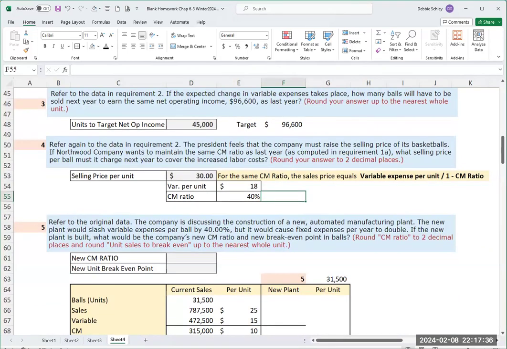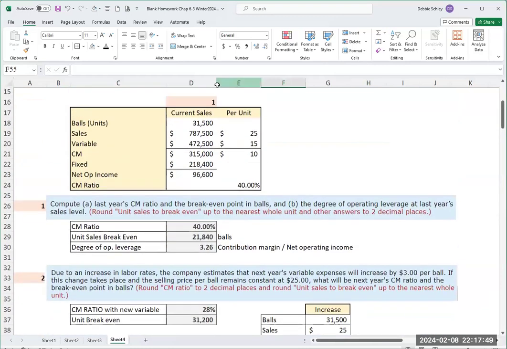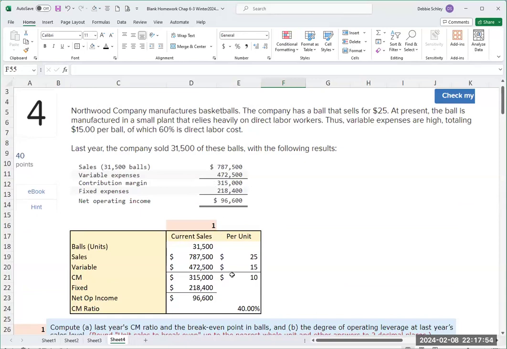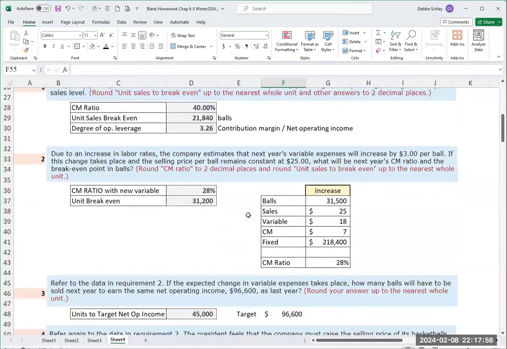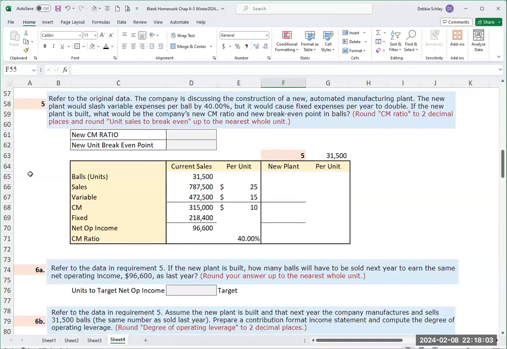Now, required 5, we're going back to the original data. So I copied the original data from required 1 down here. Okay, so that's where all that came from, up here: the original data that they gave me and that I figured out. Just so I don't make you dizzy scrolling. Somebody told me how to freeze screen and it wasn't working for me, so it's fine. We're going to do this. So here's my original data.